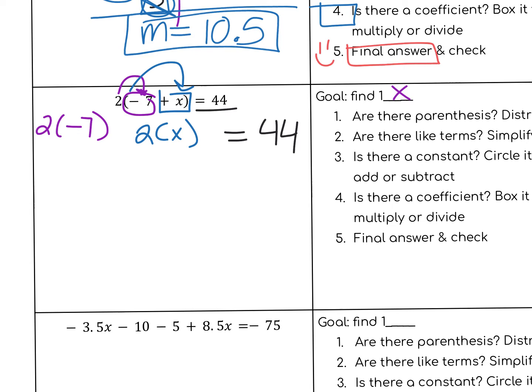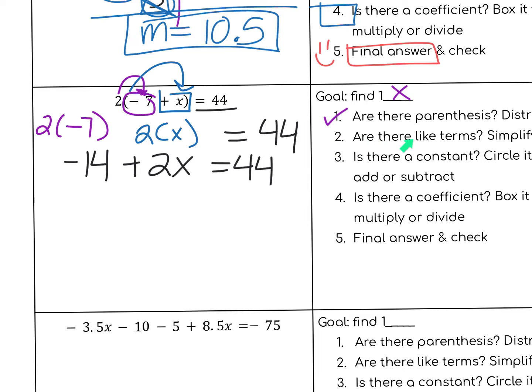So 2 times negative 7 is negative 14. 2 times x is a positive 2x equals 44. That was my step 1, so I'm going to put a check mark next to it so that I know that I did it. I want you to put the check mark there too.